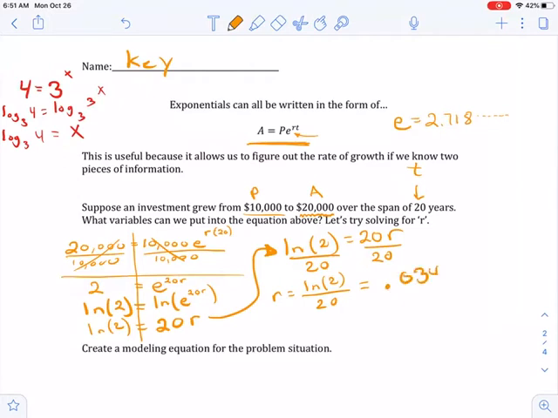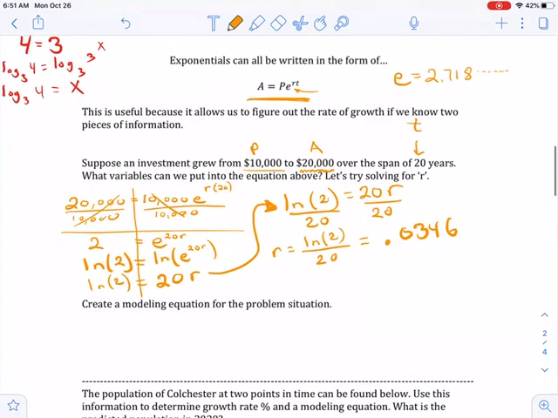So I'm going to end up getting 0.0346. And I might go out to like 4 decimals here, because we're going to be expecting decimals pretty frequently. So now that I know my r value, if I want to create a modeling equation for this, I'm going to leave a out of it. That was kind of the amount that we ended on. And I'm only going to take my p value. Let's say that this is going to be 10,000 e to the 0.0346 t.